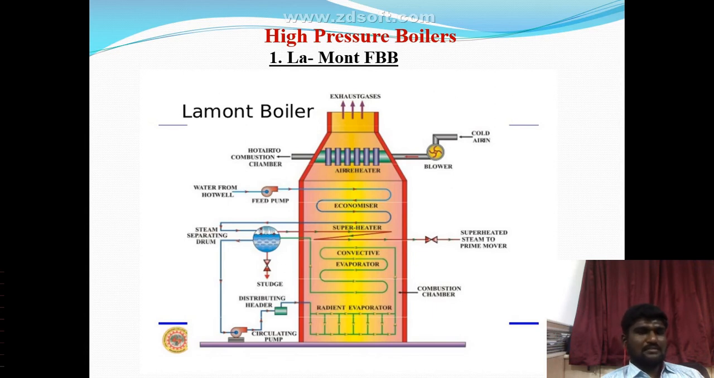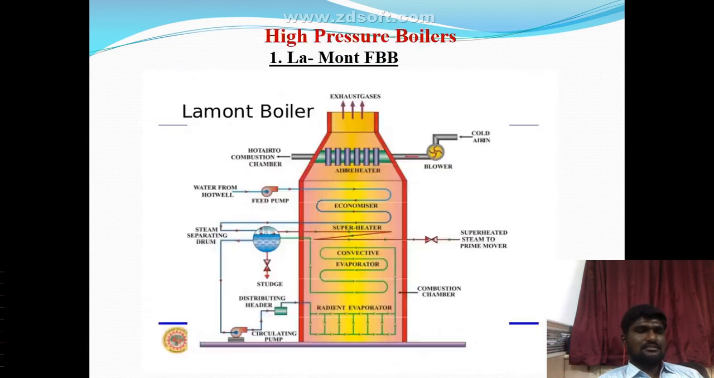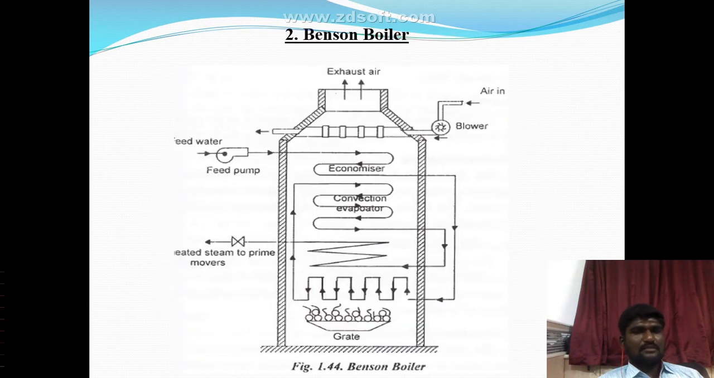So these are all the main topics we have covered in the first power plant, the coal based thermal power plant, right? And this is the Benson boiler. The major difference is that the convective evaporator and radiant evaporator are eliminated in the Benson boiler. This is a convection evaporator. We have used a grate at the bottom of the boiler, right? This is called the Benson boiler.